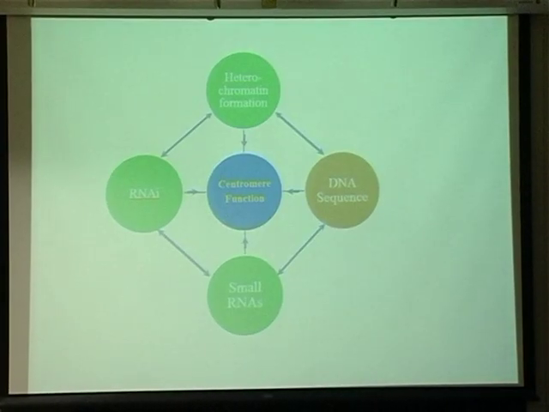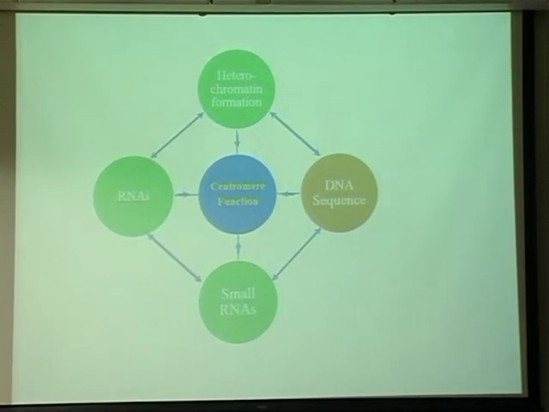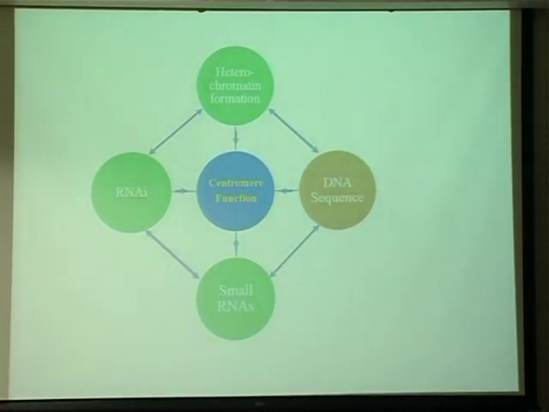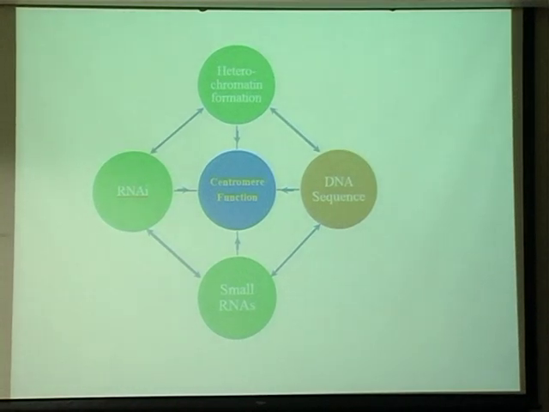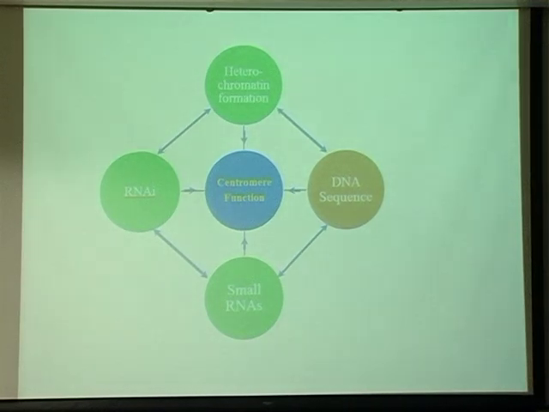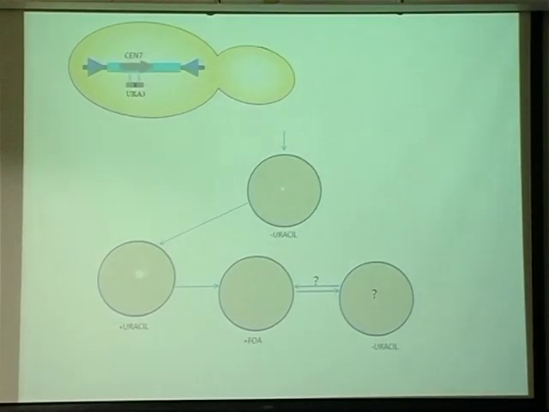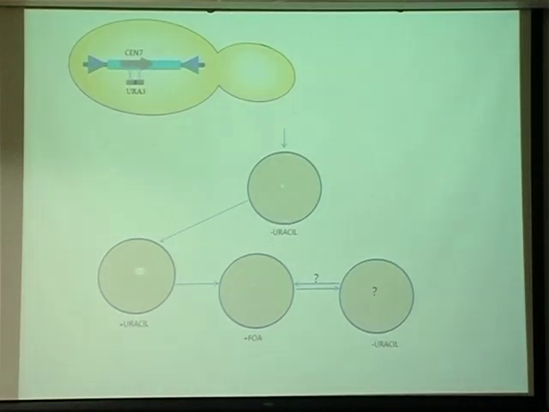Okay. So I am looking at a problem which is related to all these components. I am trying to figure out the relationship between all these components like RNAi, small RNAs, DNA sequences, and heterochromatin in relation to centromere function and their implication in pathogenic budding yeast.